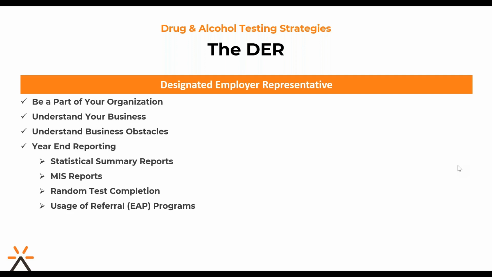And the biggest thing about being a DER is you have to be a part of your organization. You also need to understand your business obstacles and be familiar with your numbers. And that's where we can look at our year-end numbers, like your statistical summary reports that you get from the lab, your MIS reports that you'll get when you take your overall snapshot of the prior year. Some people also take a look at the last 6 months. If you're a FRA regulated contractor, you are probably having to do that for your railroads every 6 months. Another thing that I've added in is also the usage of your referral programs under your EAP. Those are things to look at that we'll walk through today.